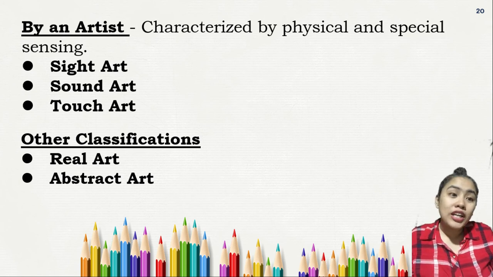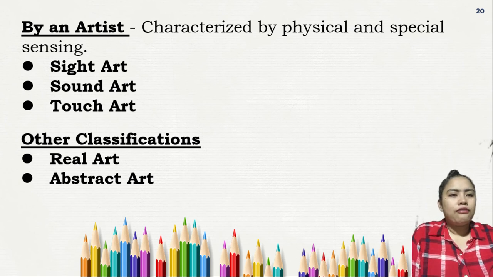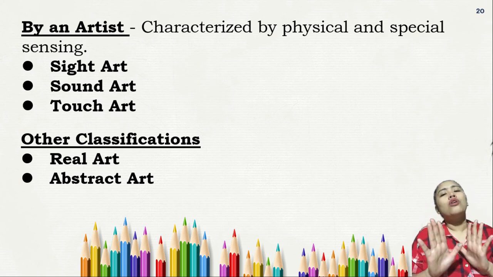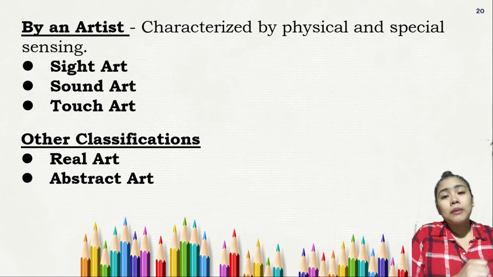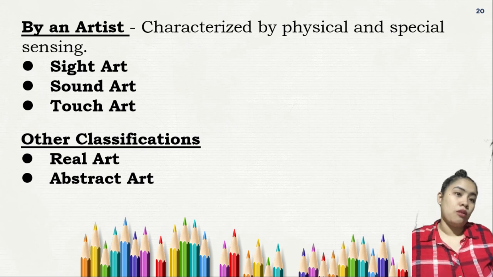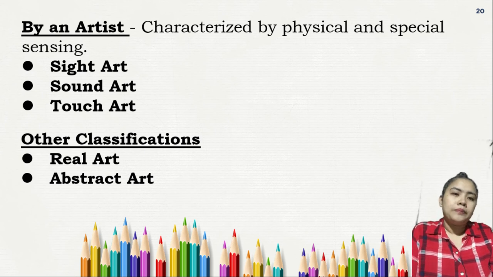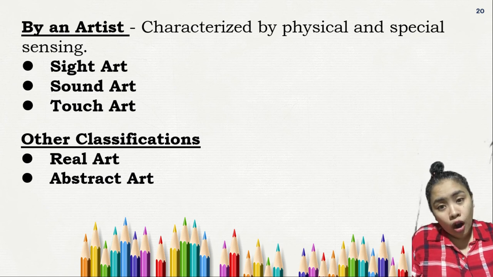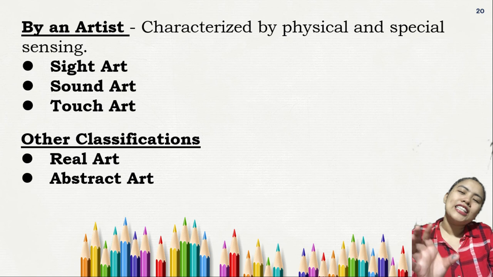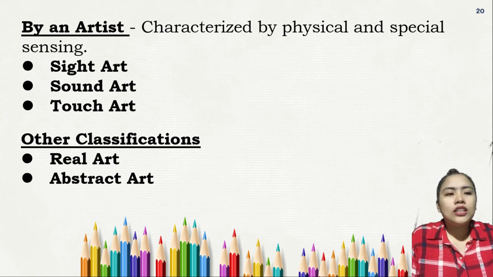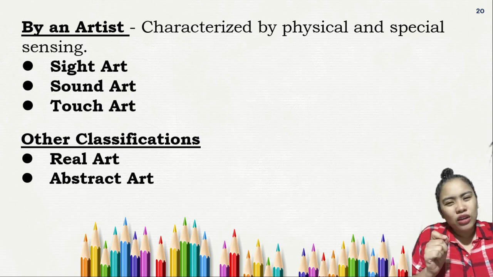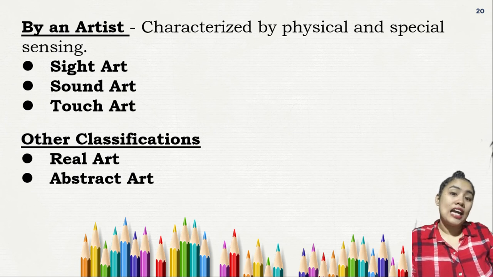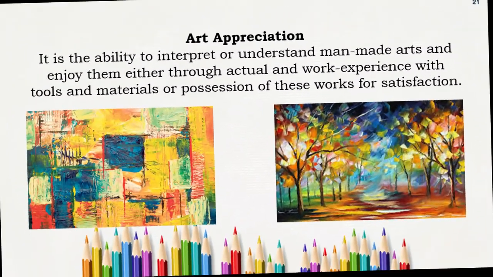Other classifications include real art. What you see is what you get. It is objective and representational. Examples are photography, stage play, dance, sculpture, and architecture. Whatever you see, that is real art. Abstract art is non-subject matter and non-representational, but technique-focused and style-oriented. When we say abstract art, at first glance, if you do not know, it looks like a mess. But when you focus your attention on it, there is something inside of it. So that is considered abstract art. It has also a representation, but still it is technique-focused and style-oriented.